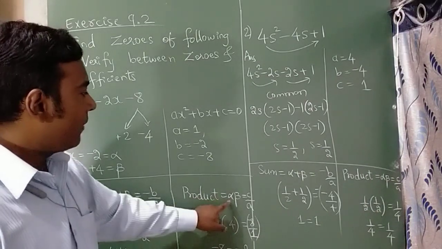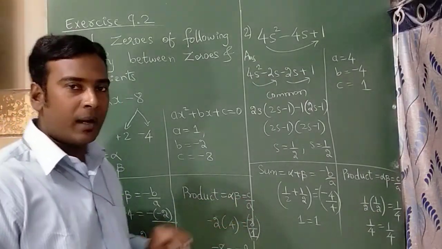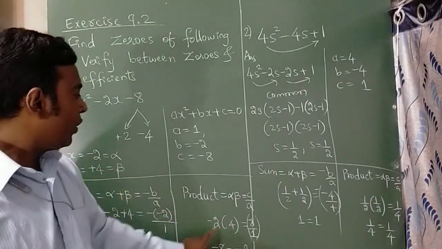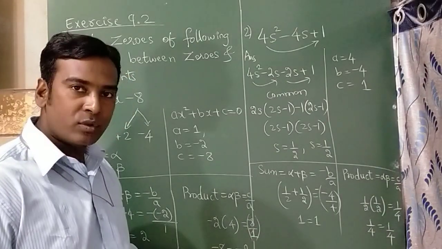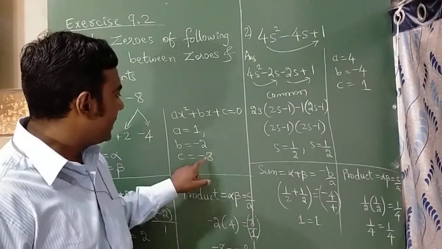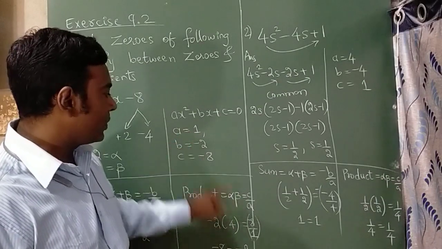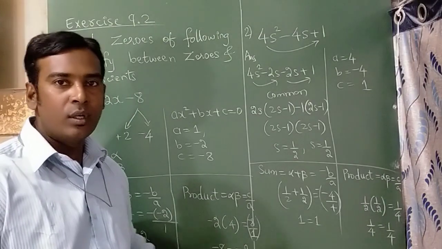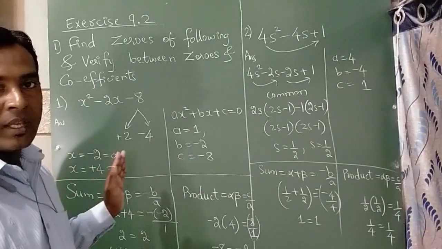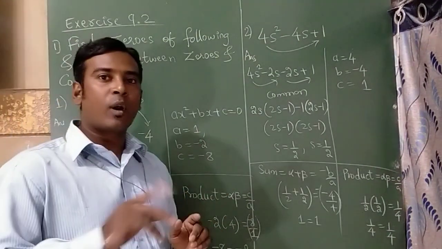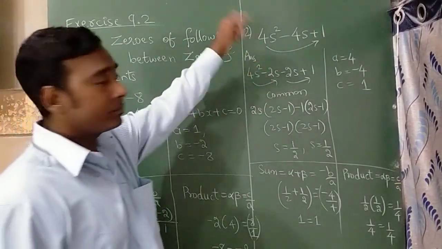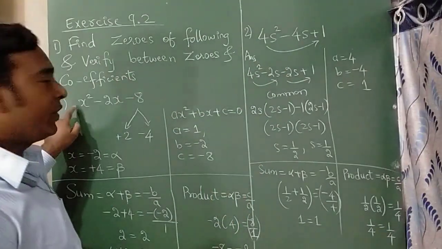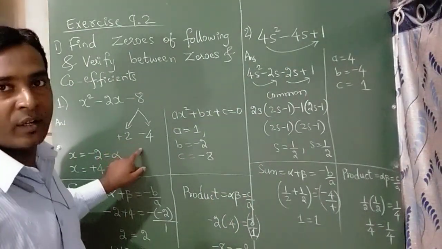Now product. Alpha into beta is equal to c by a. This is the formula. So alpha is minus 2, beta is 4. 4 2s are 8. Here there is a minus, so I have written minus. So c is minus 8 and a is 1. So minus 8 is equal to minus 8. LHS is equal to RHS. This completes your first sum. The same method is applicable for all the sums. So the second sum is 4s square minus 4s plus 1.